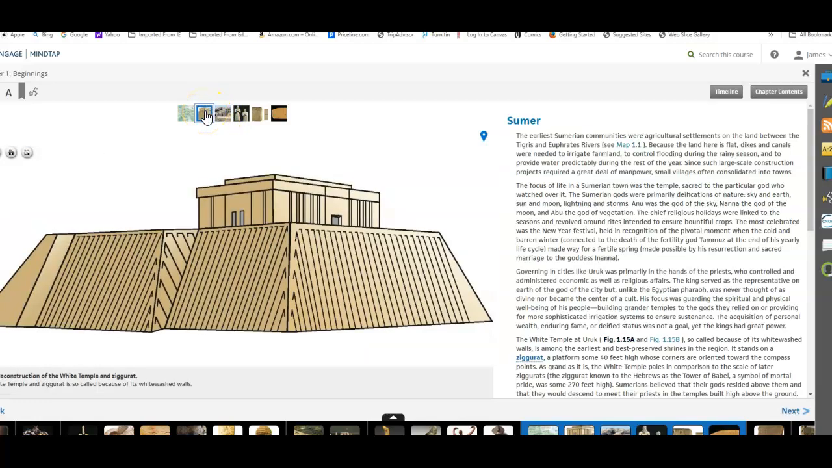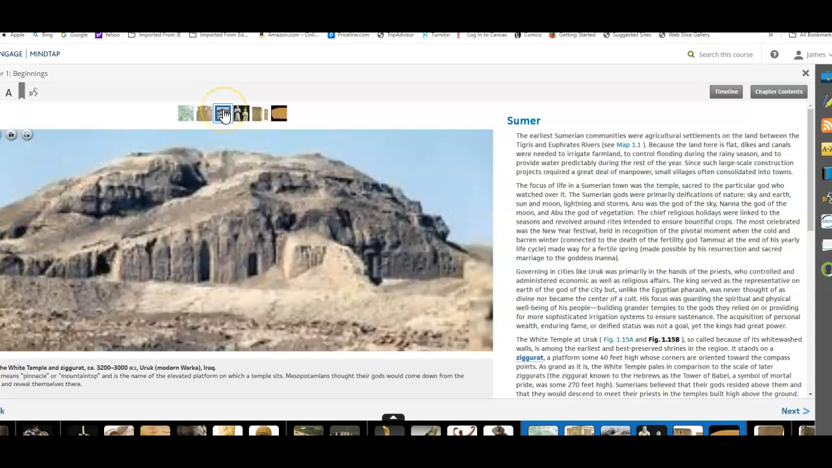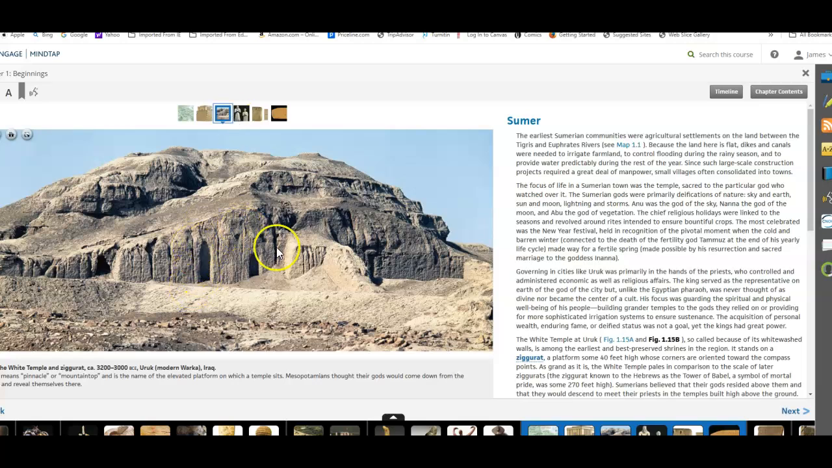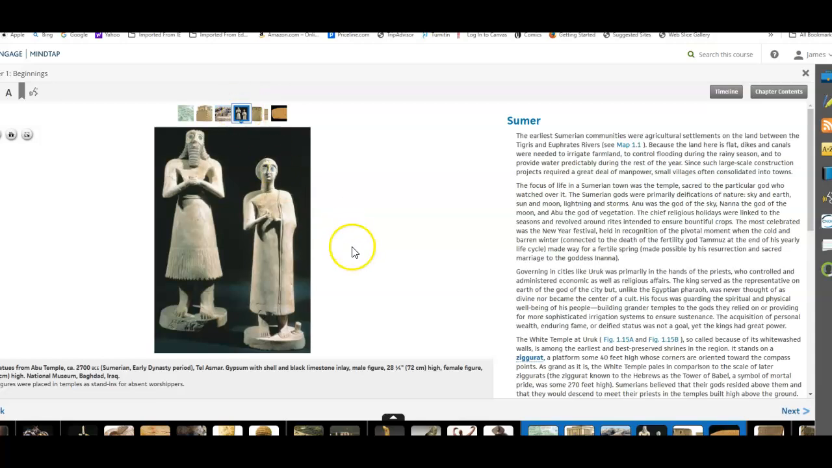This is what a ziggurat will look like, one of the temples of worship. This is one that is not in quite as good shape, but that's the White Temple. That's a ziggurat. You can see the carving, the detail, and the size and scope of it. These are figures that would have been placed at the temples.